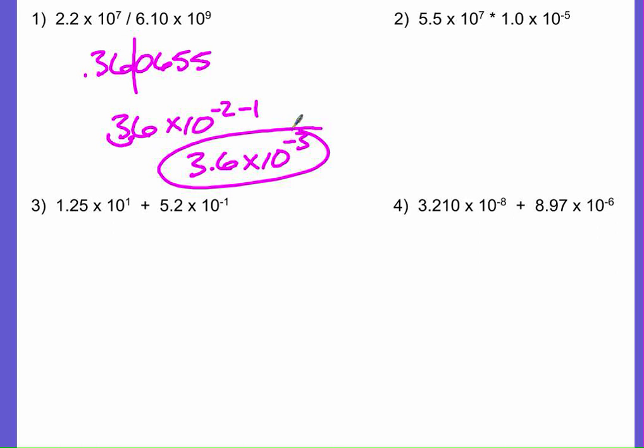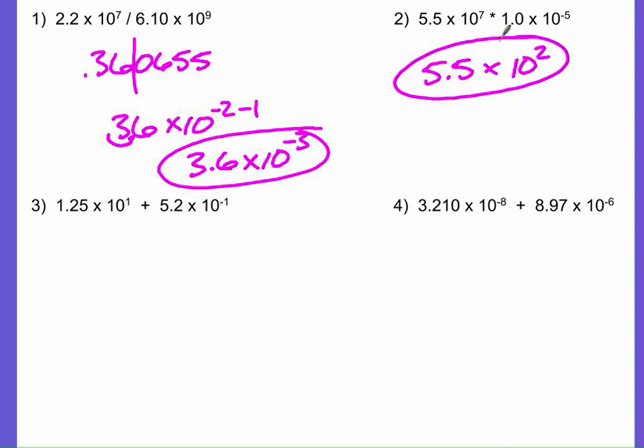Okay, number 2, easy enough. 5.5 times 1 is still 5.5. And all three of those numbers have 2 sig figs, so the sig figs are fine. I just need to finish my exponent. It's 5.5 times 10 to the second power. Remember, I'm adding because I'm multiplying, so 7 plus a negative 5 gives me a 2. That one was actually fairly simple and easy.